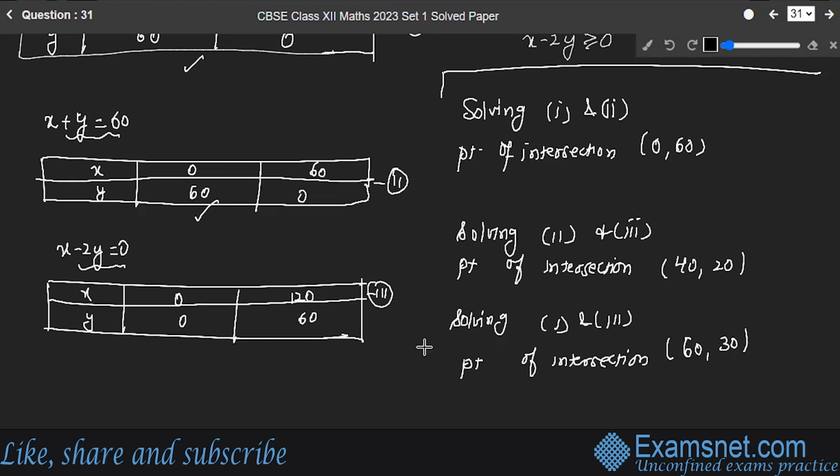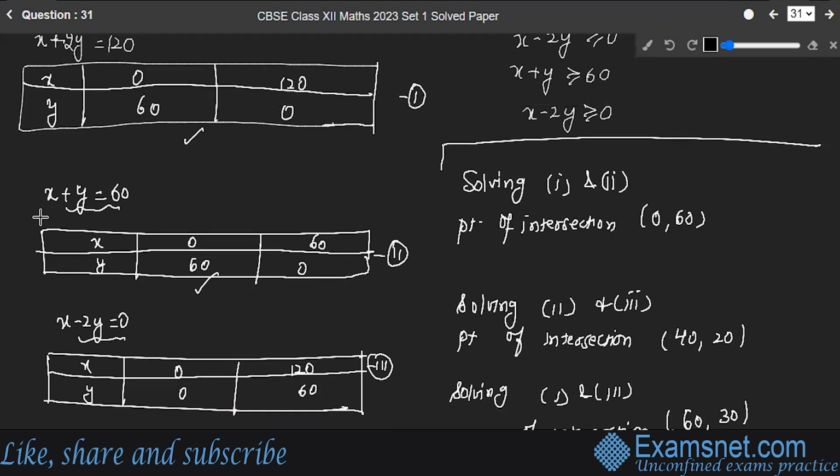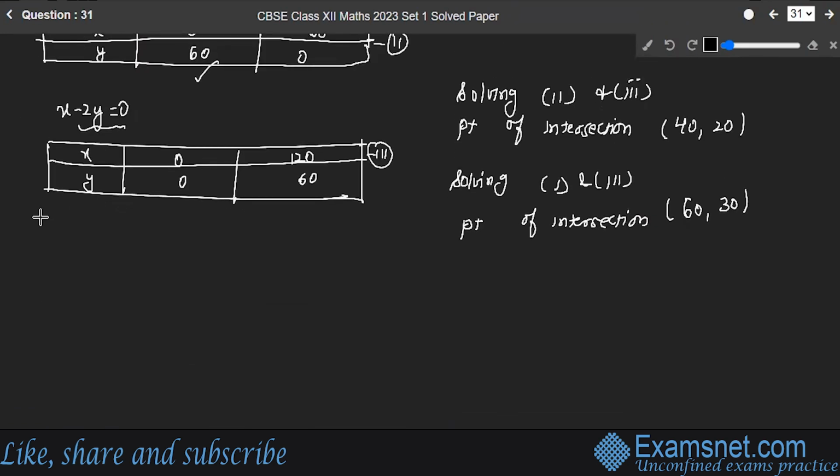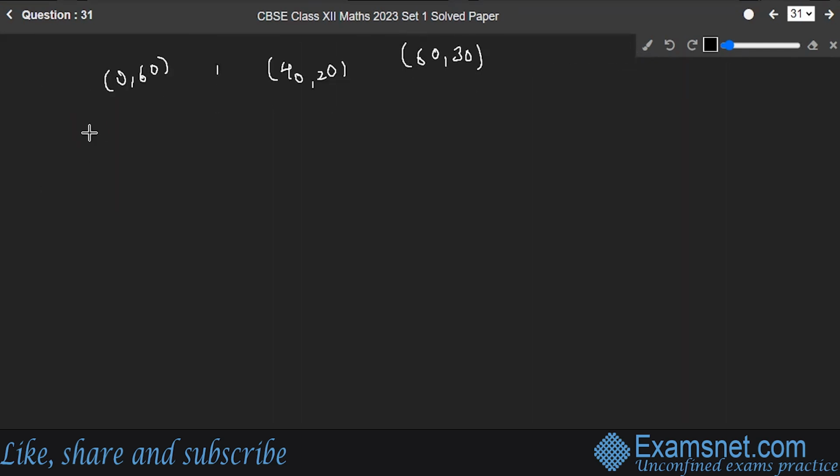Fine. Right. So let's plot the graph. We have the points now. Let's plot the graph for this. So we have the 3 points as 0, 60, 40, 20, and 60, 30. First of all, let's plot the points according to the lines which are given to us.